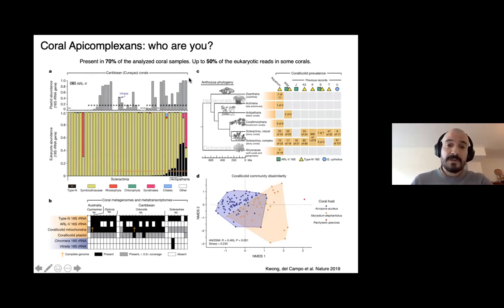I'm going to go fast because I explained a lot at the very beginning of this talk. So I'm just going to say that we could access the diversity of this apicomplexan. We could find it in different corals in the wild, or in aquarium corals. As well, using metagenomic data, we could correlate this 18S signal to the 16S signal that has been reported before. So we could link the previous studies that used 18S to report this apicomplexan with the ones using 16S.